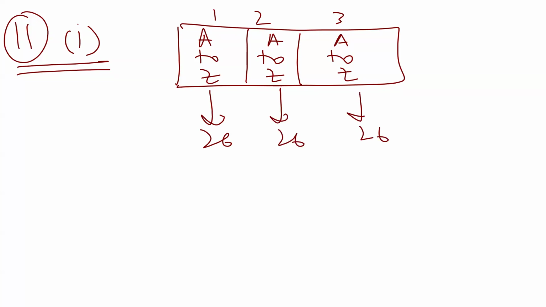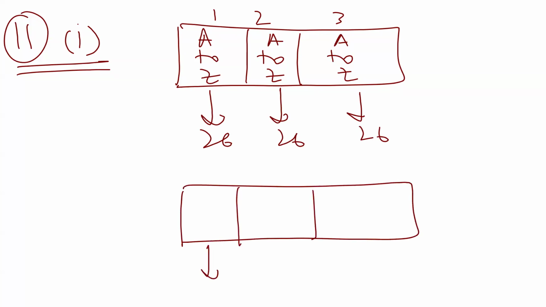And second part is all different. So second part will be 26, 25, and 24. So multiply all this. Second part is without repetition, distinct alphabets. Okay.